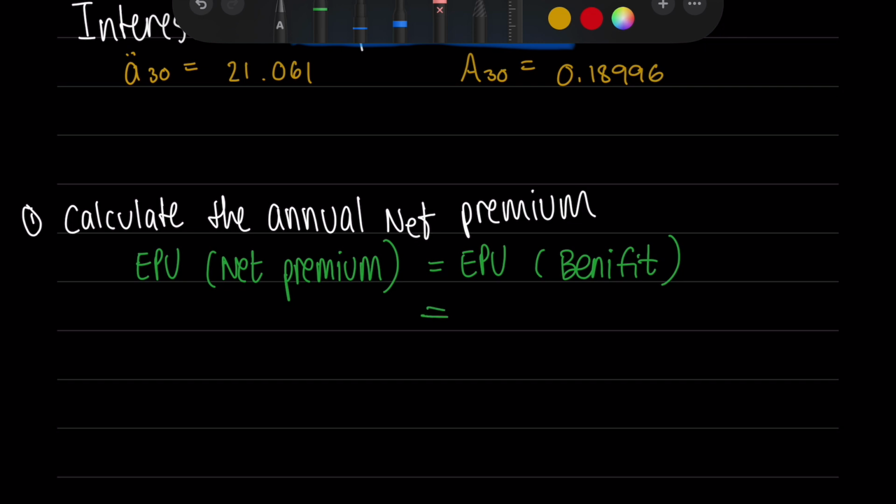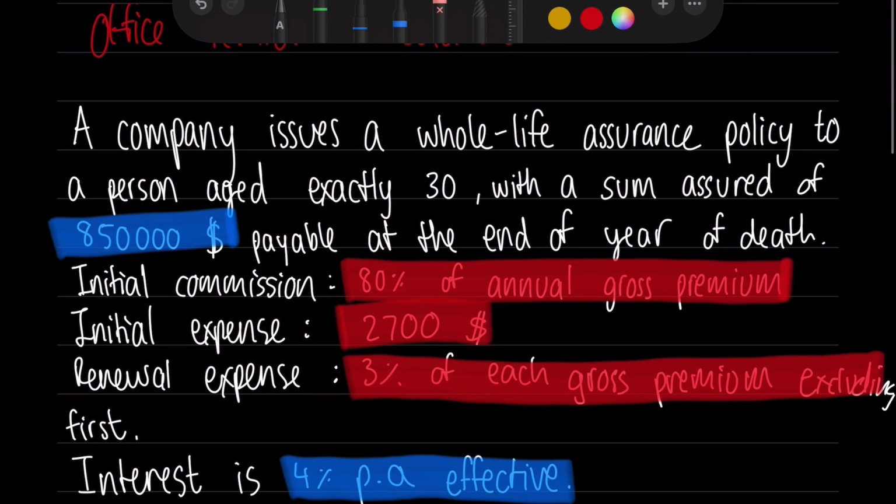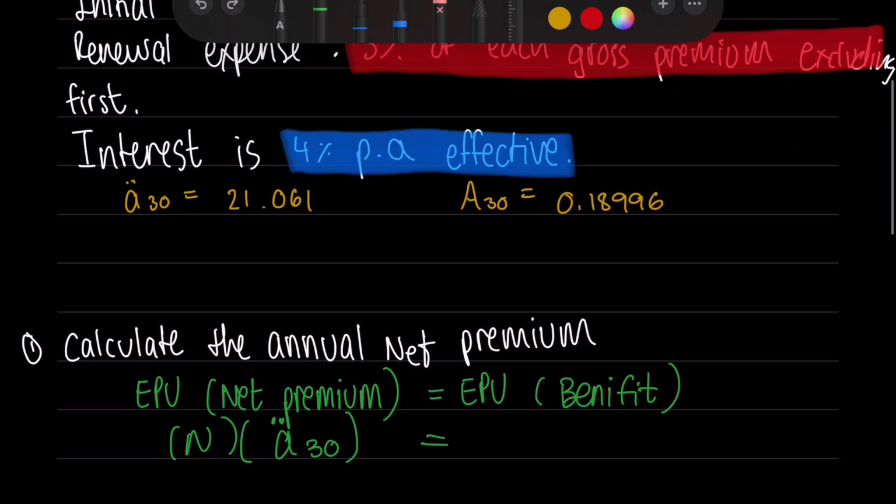To calculate the expected present value of our net premiums, these are the amounts that we're going to be paying. So we're trying to calculate that net premium, and I'm just going to use an N for that. However, it's not just a one-time payment. These payments are being paid every year while we're still alive, in advance. And this person is aged exactly 30, so that's why we use these.